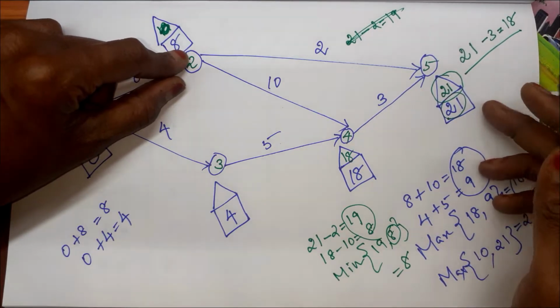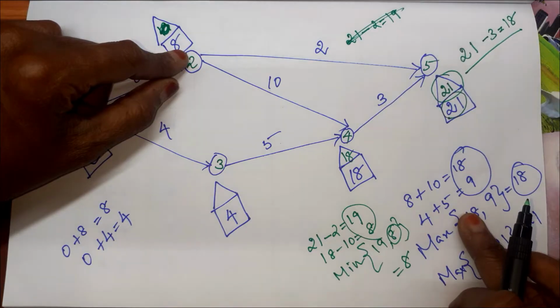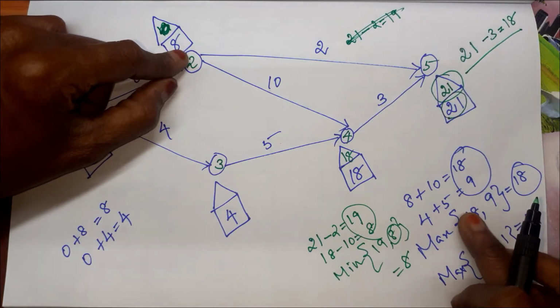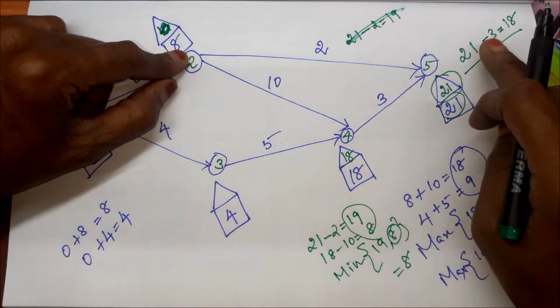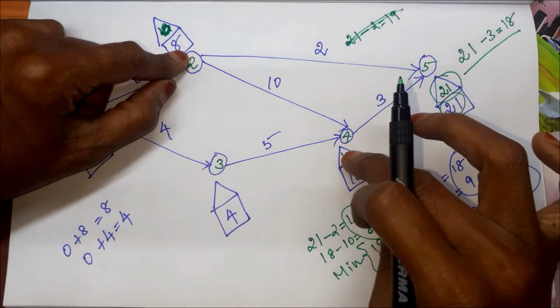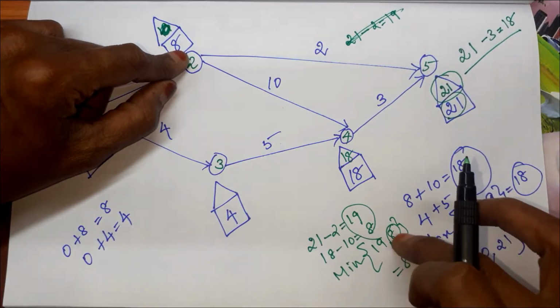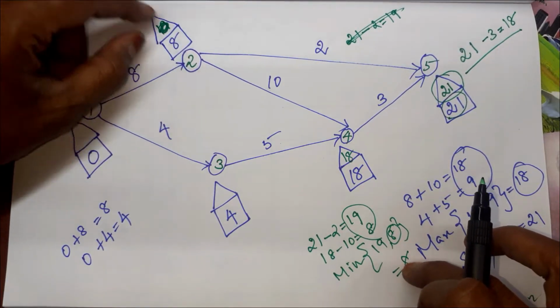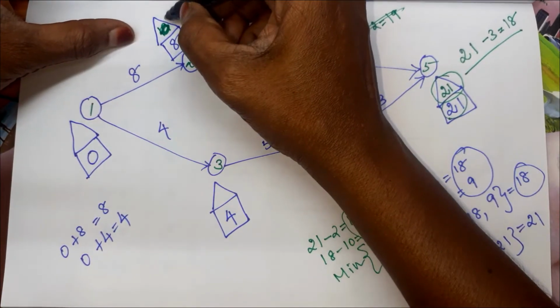I repeat, there we took the maximum. But when we subtract, here we have to take the minimum of it. So 21 minus 2 is 19. And then here 18 minus 10 is 8. Out of that we have to take the minimum. So here it is 8.